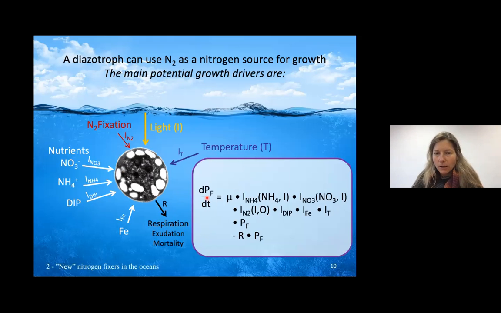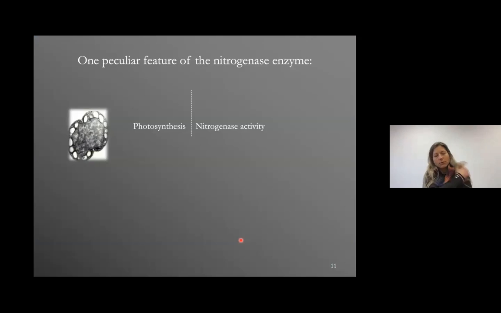I'm not going to dwell on the mathematical representation that this leads to. It's just a rate of change of the biomass in time, expressed as the gross growth rate multiplied by the different limiting factors that one wants to consider, minus all the loss terms. But this is not the purpose today.